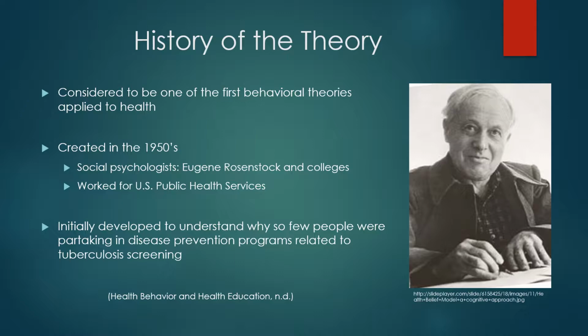It is considered to be one of the first behavioral health theories to be applied to public health. The theory was created in the 1950s by Eugene Rosenstock and several of his colleagues. All of these individuals worked for the U.S. Public Health Services. And the theory was initially created to help public health officials understand why individuals within the population were not partaking in pre-screening programs related to tuberculosis.